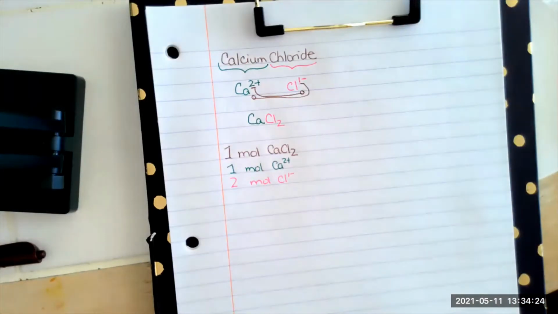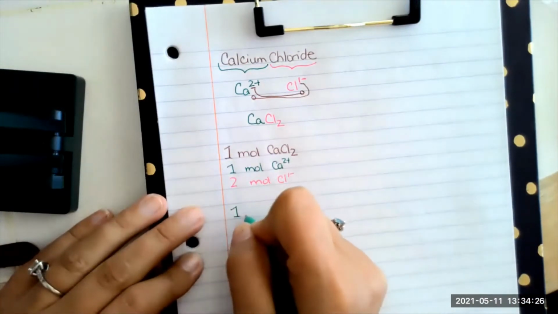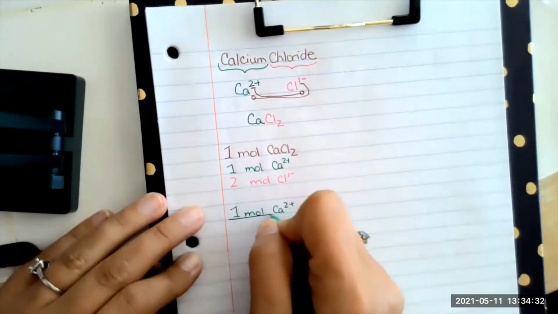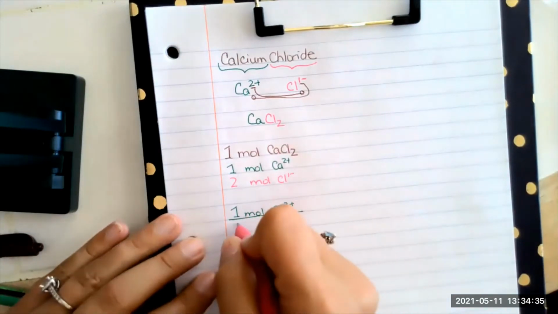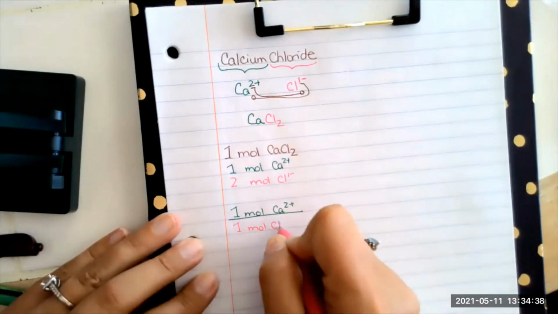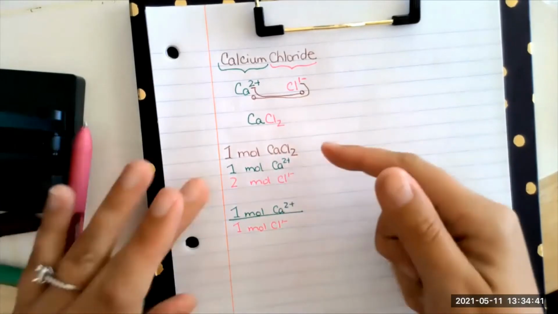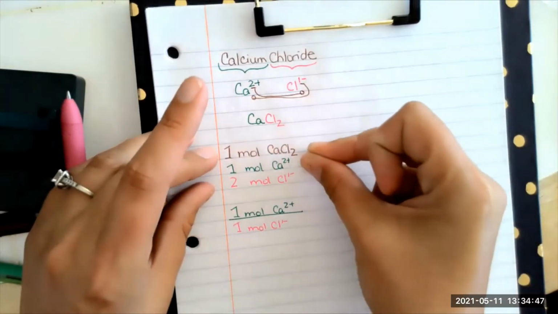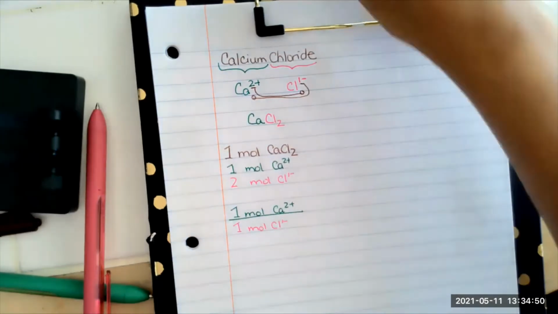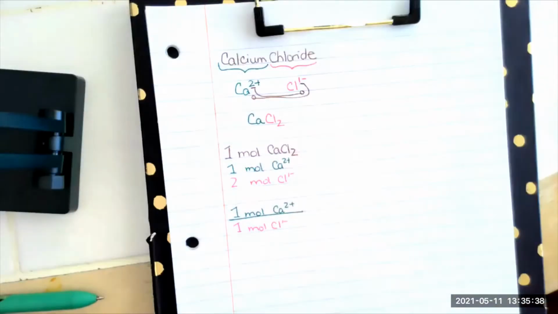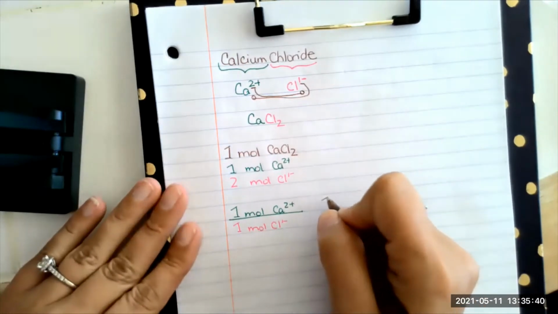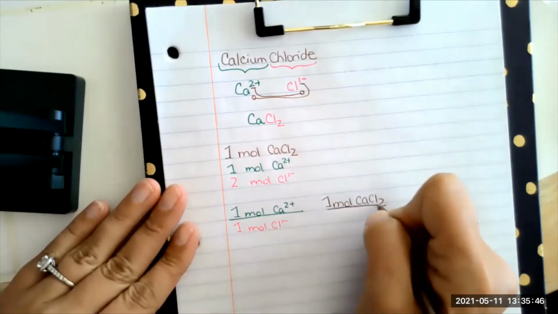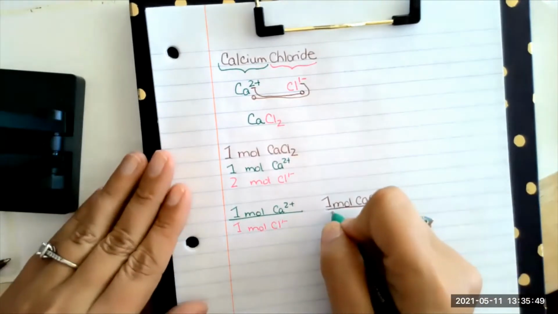Perfect. So one potential mole ratio would be 1 mole Ca2+ to 1 mole Cl1-. Perfect. Remember, you're pulling the information right from here, or you can be looking at the compound and pulling this information too. If you feel that you're too advanced for this step, both are acceptable ways of pulling the moles. Another mole ratio you could write is 1 mole CaCl2 for every 1 mole Ca2+.